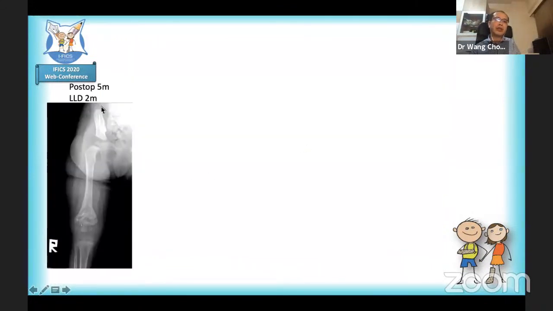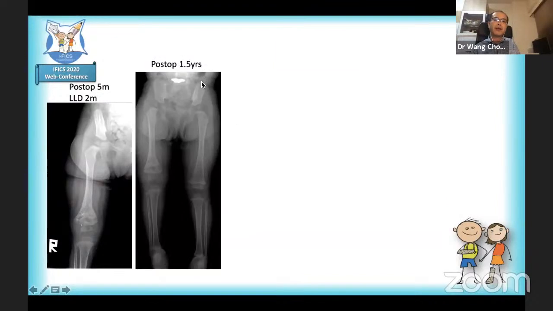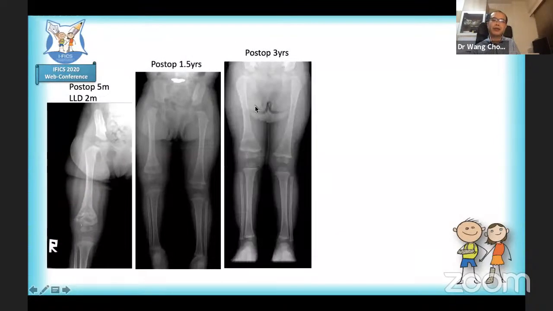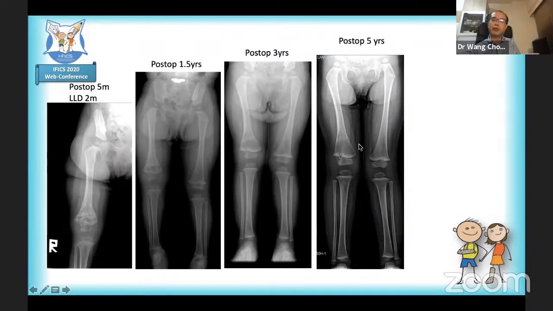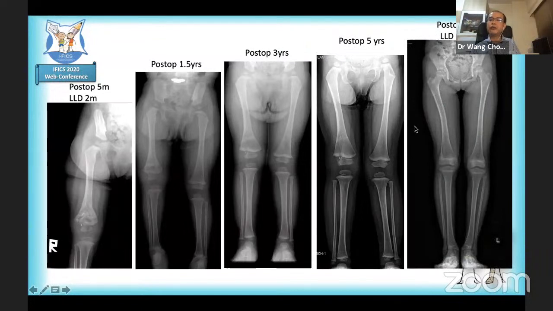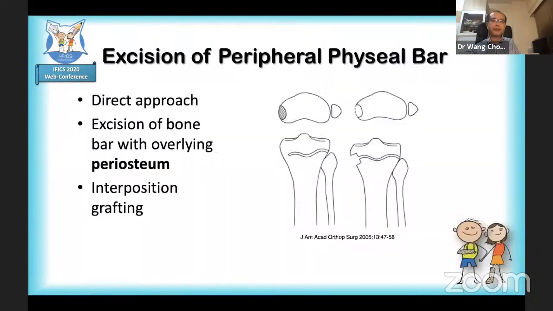So this is post-op 5 months, LLD remains at 2 centimeters. 1.5 years after surgery, still with significant shortening. And you are seeing some catching up of the limb length discrepancy. You can see that the distance of the two vascular clips is increasing accordingly. And post-op 5 years, and this is post-op 9 years with a residual shortening of 1.2 centimeters.